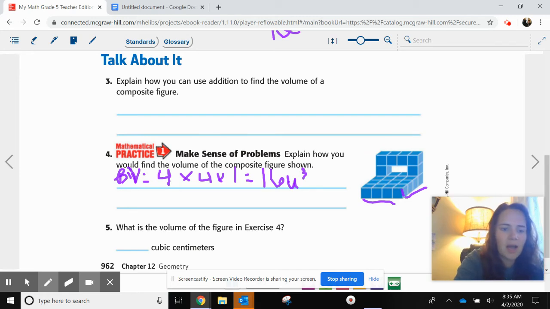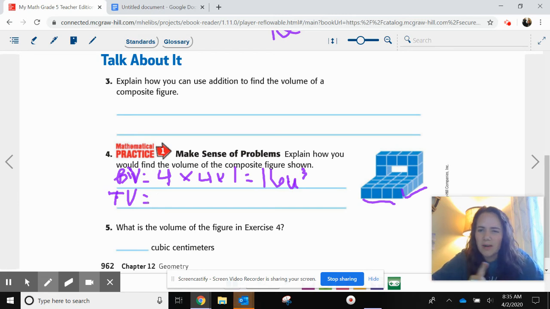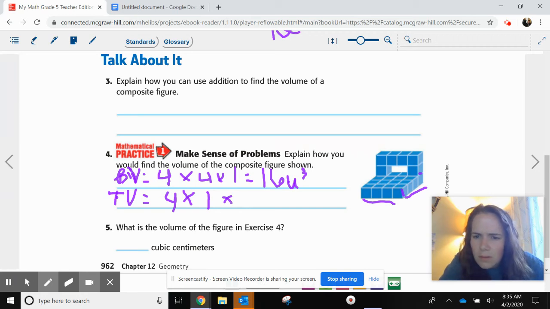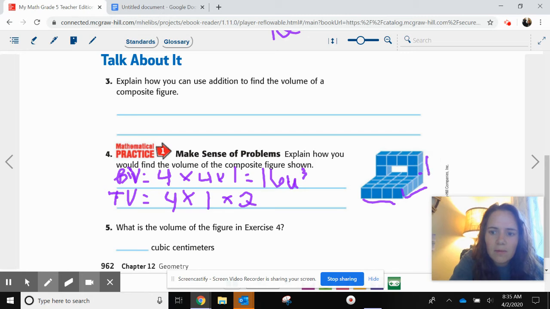Then I'm going to call that one the top volume. I'm going to pretend like those squares are there while I figure this out, or those cubes, I should say. So it would be a length of 4. It has a width of 1, because there's only 1 cube right here, and then a height of 2, because we have 2 cubes here, right? So then all together, we would say this one's made up of 8 cubes.